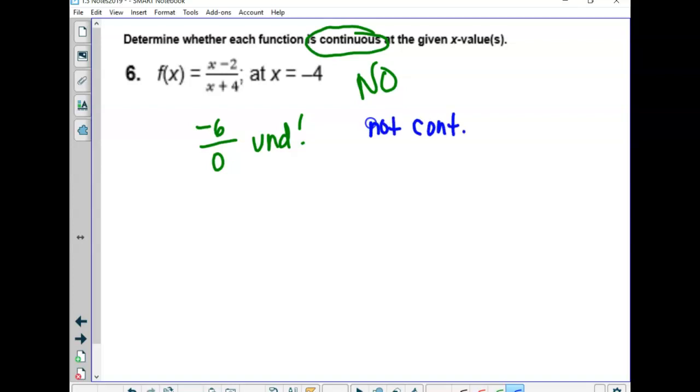Pretty good? By the way, would it be continuous at 2? If you put a positive 2 in, you'd have 0 over 6. Is that okay? No, only one of them's undefined. Which one's undefined? When the 0 is underneath, it's undefined. If I have 0 pizzas, I can split it easily among 6 people. You all get nothing. So this is okay. Yes, it's continuous at 2.